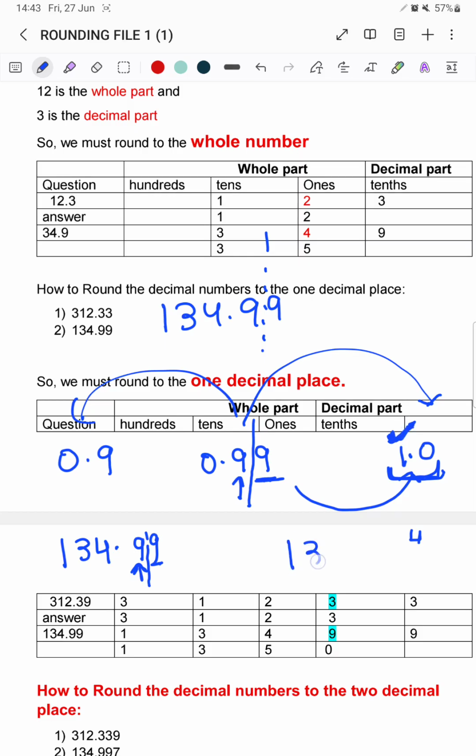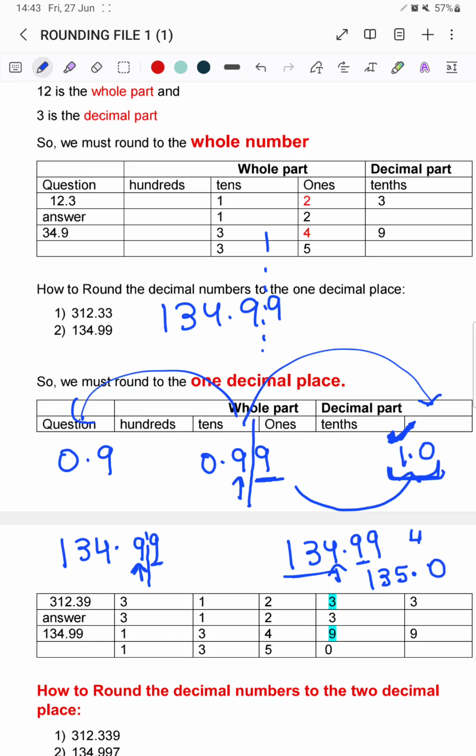So we had 134.99. Now because of this, 1 will be added here, and then this 1, 9 plus 1 again 10. So this is 135.0. This will be our final answer. I hope it is clear.